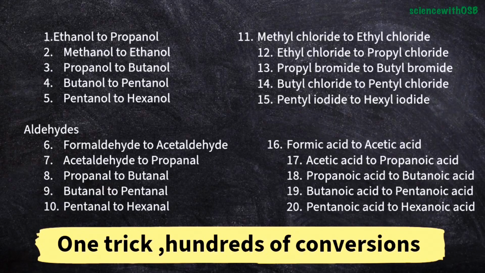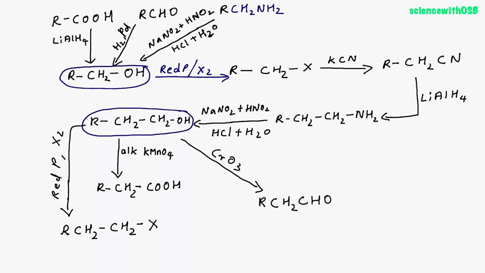Metabromophenol. A simple but effective trick to find the higher homologue of alcohols, aldehydes, haloalkanes and carboxylic acids. So one trick, hundreds of conversions. By using this trick, you can find the higher homologue of carboxylic acid. See, RCOOH becomes RCH2COOH. Aldehyde becomes what? RCHO becomes RCH2CHO.